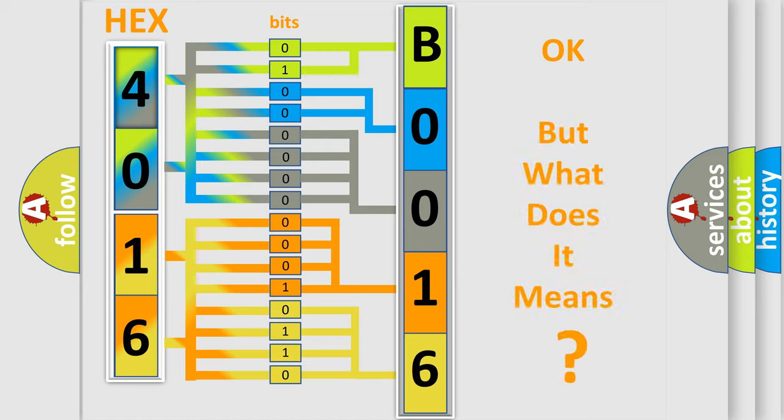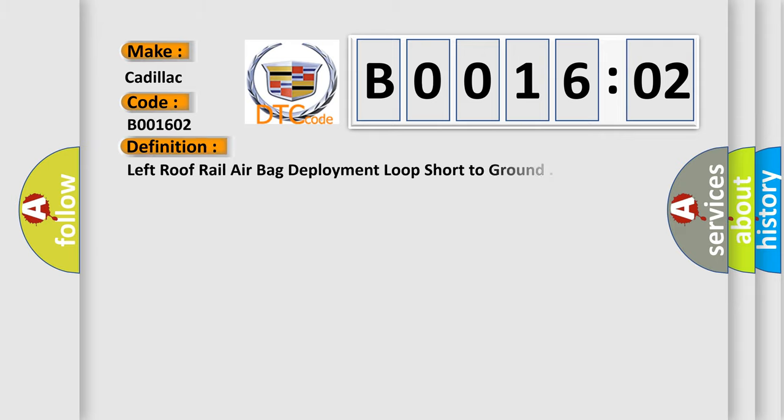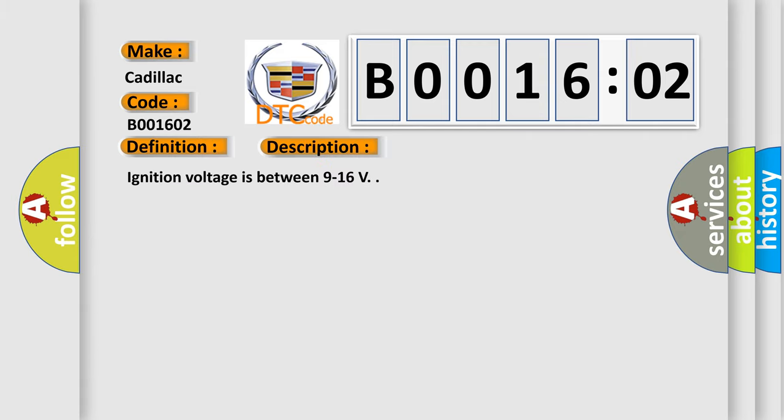The number itself does not make sense to us if we cannot assign information to what it actually expresses. So, what does the Diagnostic Trouble Code B0016-02 interpret specifically for Cadillac? The basic definition is left roof rail airbag deployment loop short to ground. And now this is a short description of this DTC code. Ignition voltage is between 9 to 16 V.